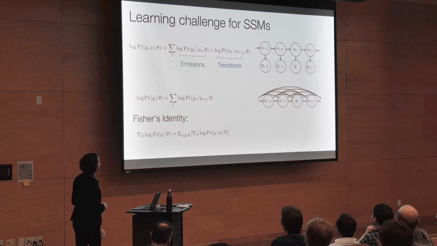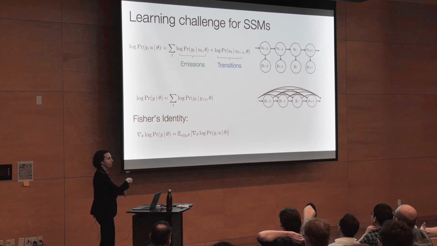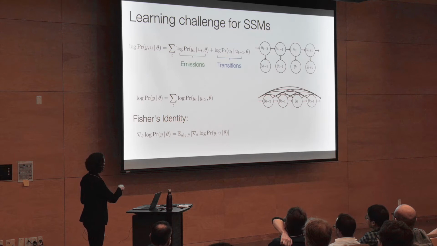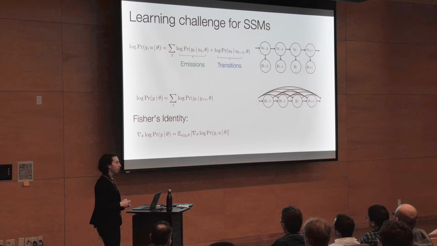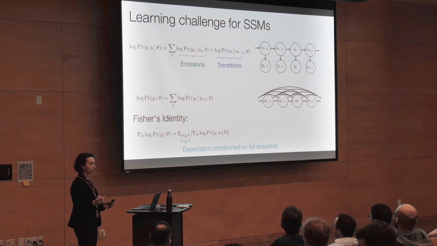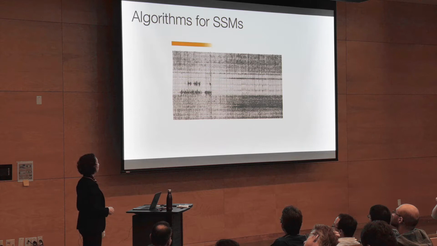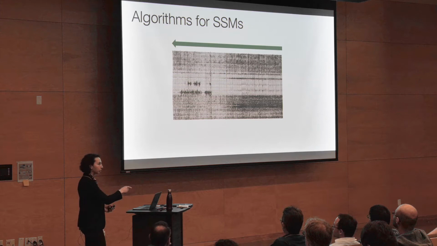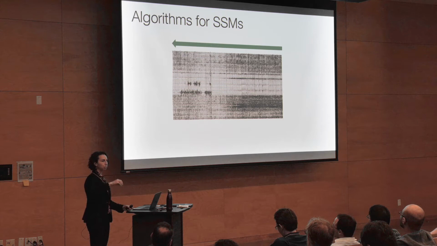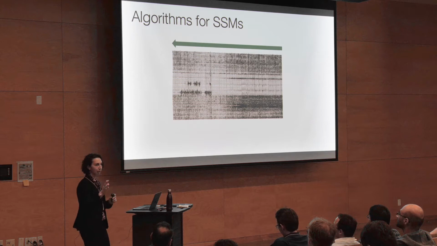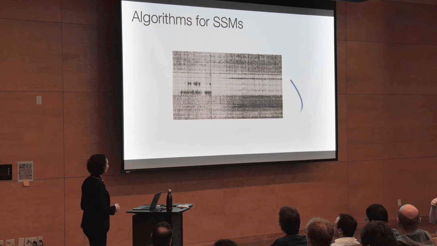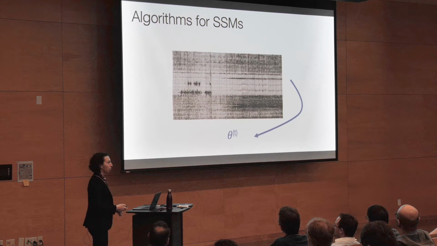Okay, so we're going to focus on learning algorithms that compute the gradient of this log marginal likelihood, also called the score function. Using Fisher's identity, you can rewrite that as this expectation here, where the key thing to note is that this expectation is conditioned upon the full observation sequence. You can efficiently compute that expectation using a dynamic programming routine, which has different names in different literatures, but we call it a forward-backward algorithm. You propagate information forwards and then backwards, and you can combine these messages to form smooth estimates of the state at every time point. Then you use these smooth state estimates to do a gradient-based update of your model parameters, and then you iterate.